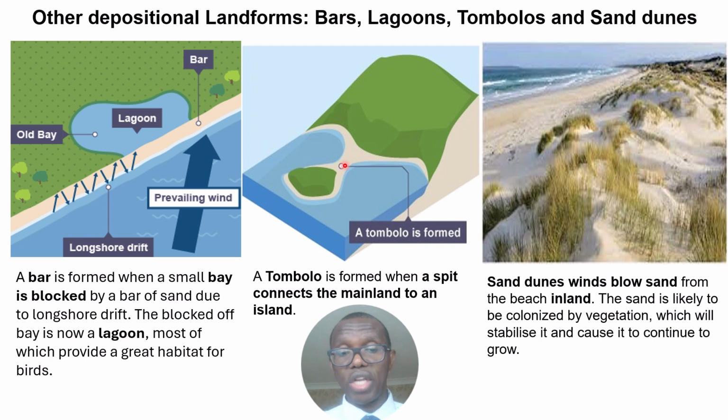So you can see there is a connection there, and that is what is referred to as a tombolo. Then lastly, we have sand dunes, and these will form when sand is blown further inland by the wind. And over time, you're likely to have vegetation beginning to grow on those sand dunes, and that will cause the sand dunes to become a lot firmer, and therefore continue to spread out a little more inland.